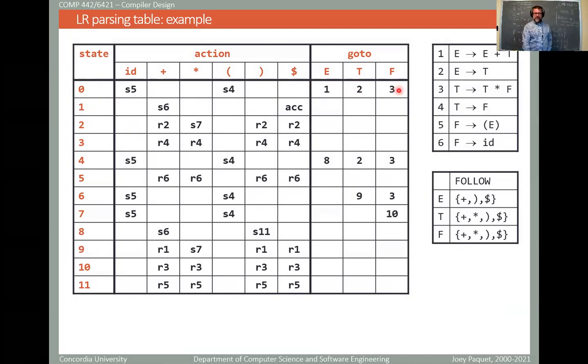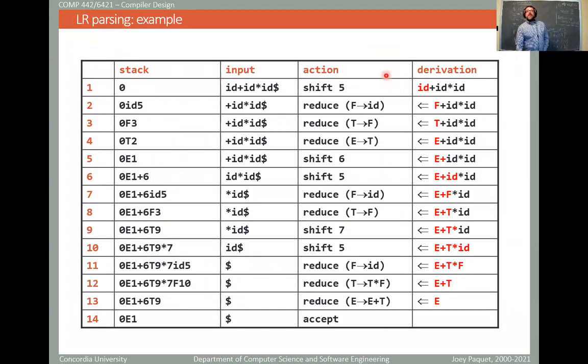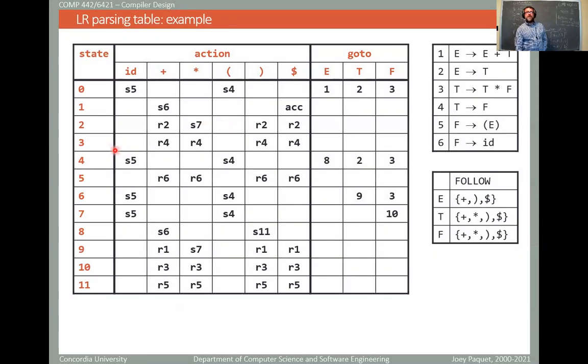Okay. So 0, F, 3. Then I go 3 plus, another iteration. 3 plus is reduce 4. Reduce 4 is transform the F I have on top of the stack into a T.